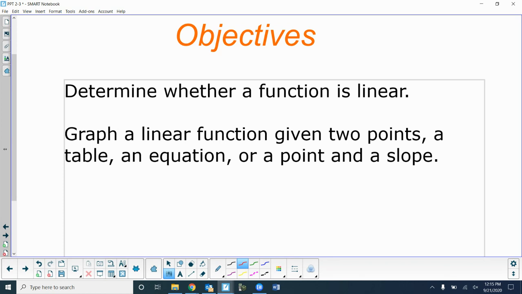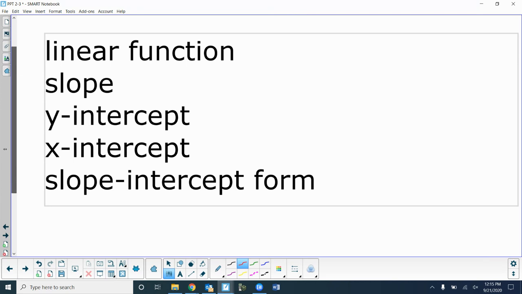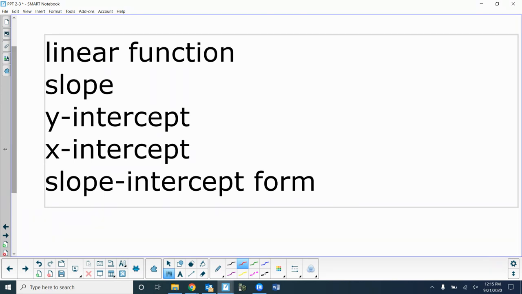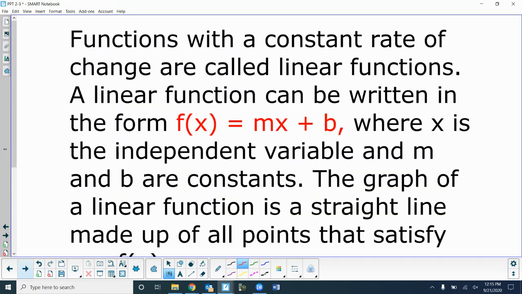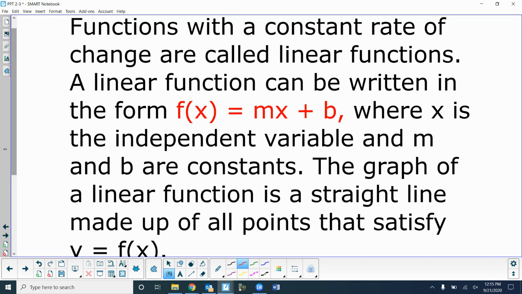And when you leave today, you should be able to look at an XY or f of x table and tell if it's a linear function, a straight line. All right, so we're talking about slope, y-intercept, x-intercept, and slope-intercept form, which again should be reviewed for you guys. Most of this chapter, first couple chapters, is this review of Algebra 1 stuff.